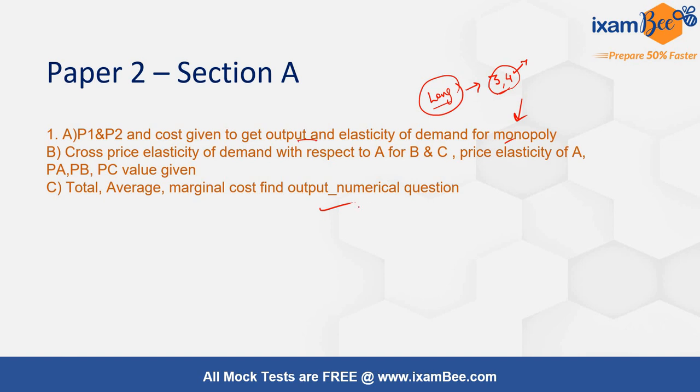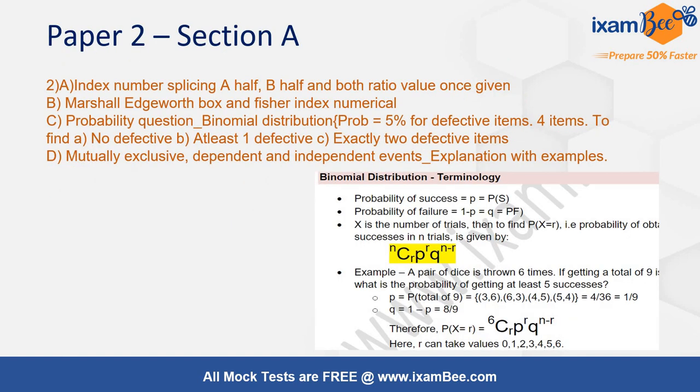Then there was a numerical question on average and marginal cost. You had to find output. So there were various subparts to this question. Then there was a question on probability. Binomial distribution is a very important question. It's always there. It was there in phase 1 also, and they tested you on it in phase 2 also.